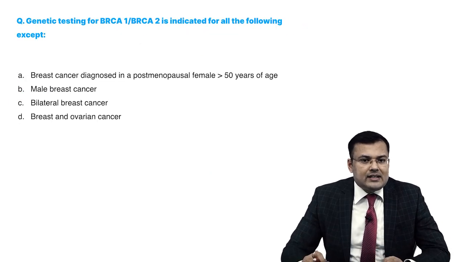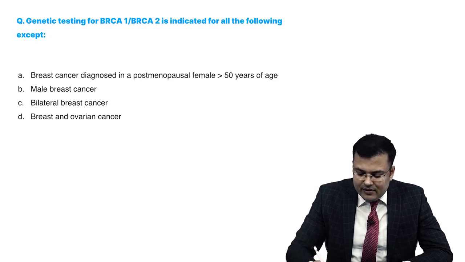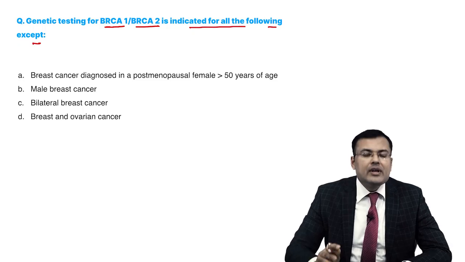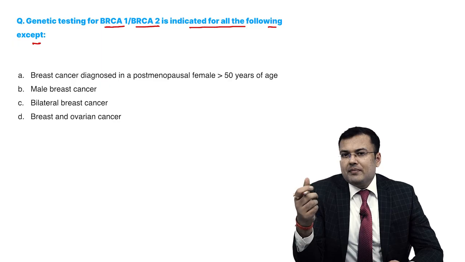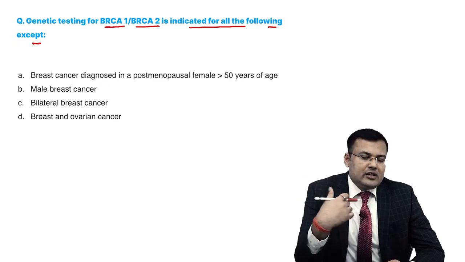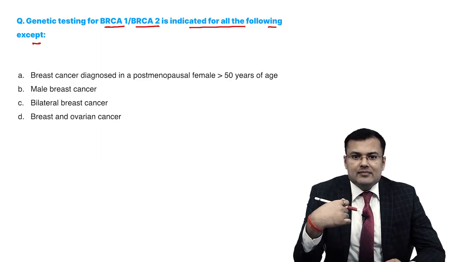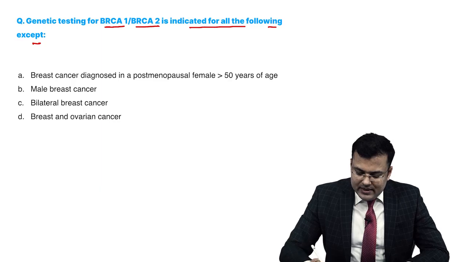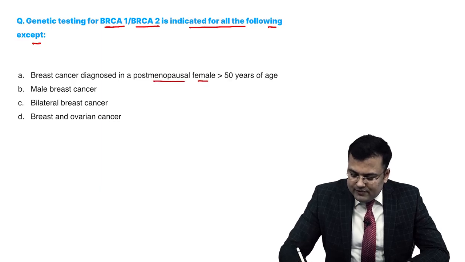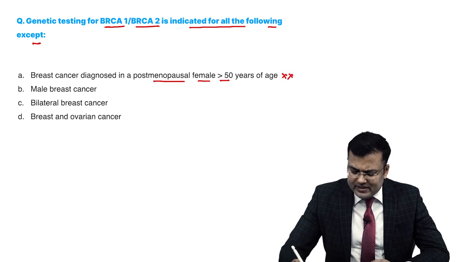A similar question was asked in INICET. Genetic testing for BRCA1, BRCA2 is indicated for all of the following except. If a patient has BRCA1 or BRCA2, there is early onset of breast cancer. It is bilateral breast cancer. There is invasive ductal cancer. So early onset breast cancer diagnosed in a postmenopausal female more than 50? No, it's a usual breast cancer.